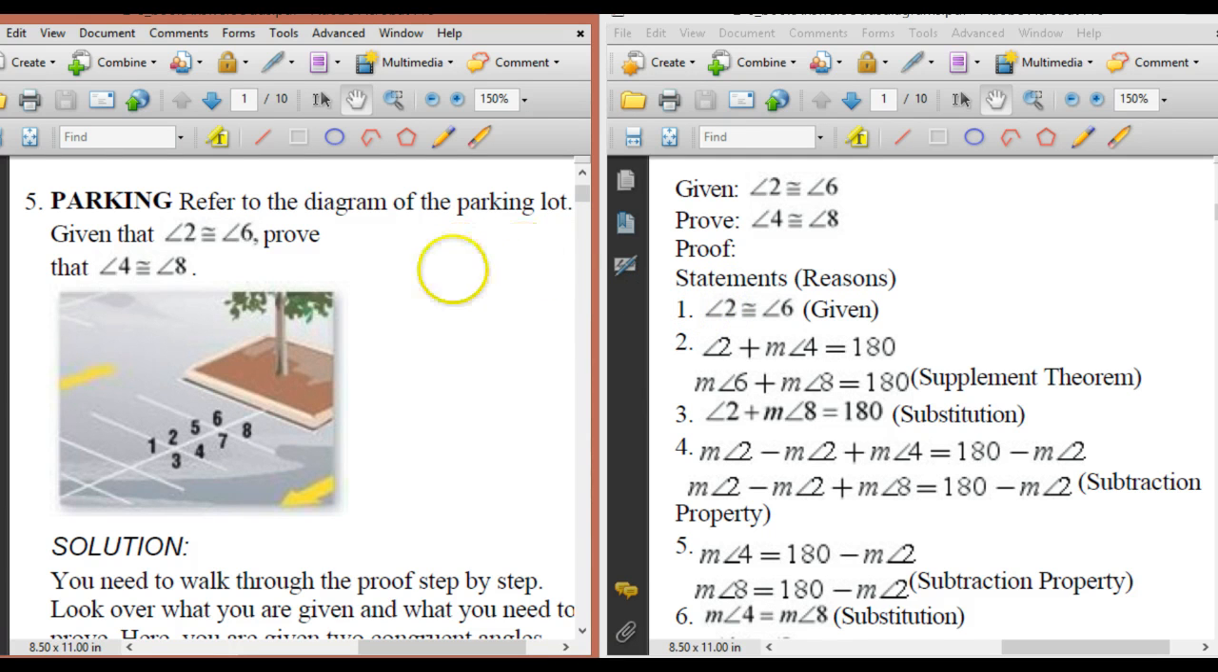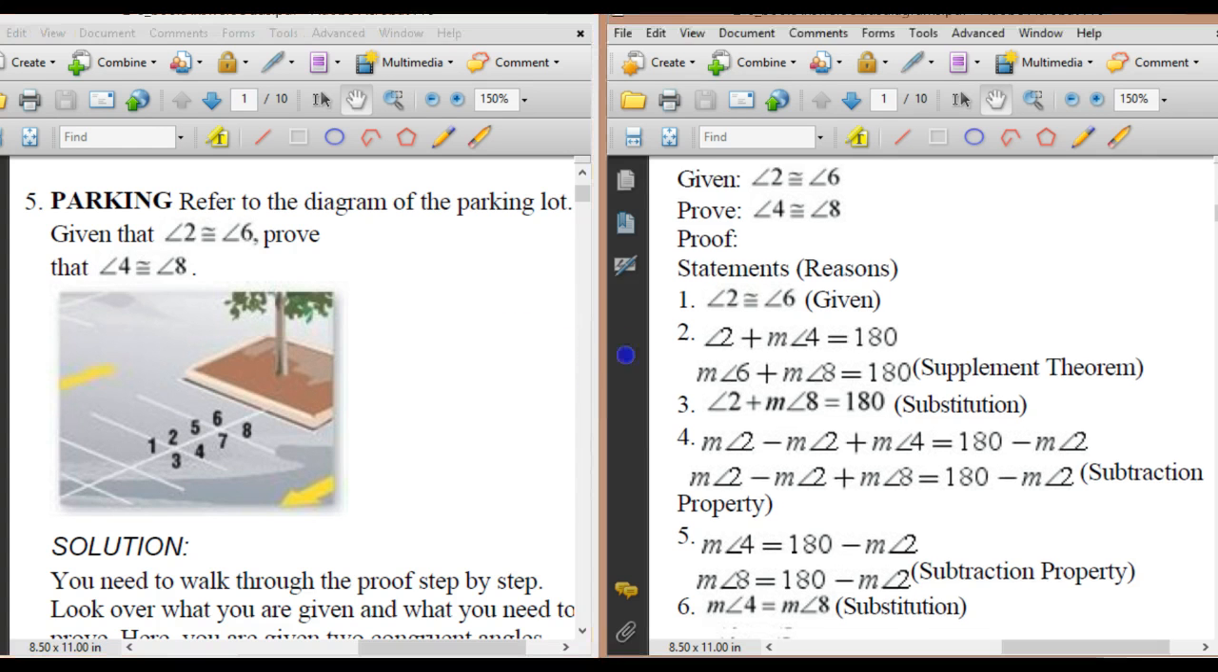We're going to take this equation and subtract the measure of angle 2 from both sides. Okay, so that's by the subtraction property of equality. Once we do that, we get the measure of angle 4 equals 180 minus the measure of angle 2, and the measure of angle 8 equals 180 minus the measure of angle 2. Now we have the measure of 4 and 8 equaling the same thing, so we can do some more substitution. We can set those equal to each other because they're both equal to 180 minus the measure of angle 2.